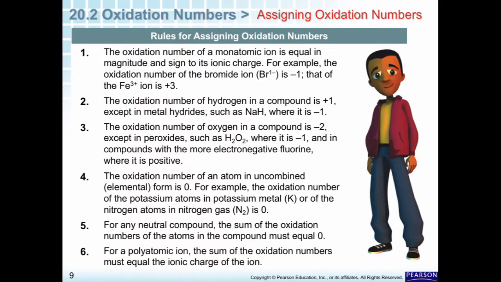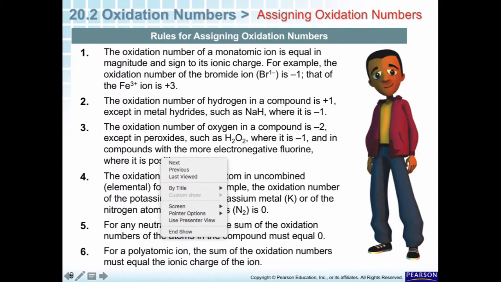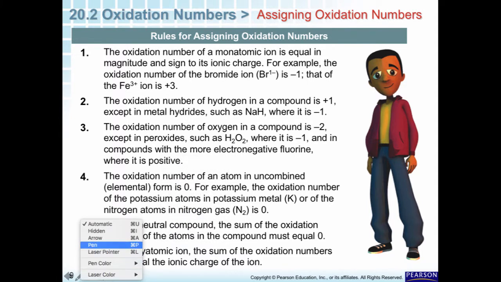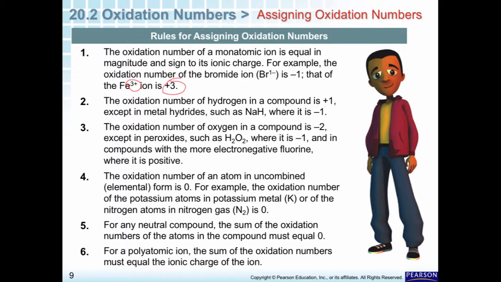Now this is the most important slide of this series. It gives you the rules, and you might want to take a screenshot of this. So the first rule is if it's a monatomic ion, then you basically just use whatever its charge is. And if it's something like Fe, you know you could have multiple charges there. So in this case, they show you Fe3+. We also know there's a 2+. So it depends on the oxidation number.